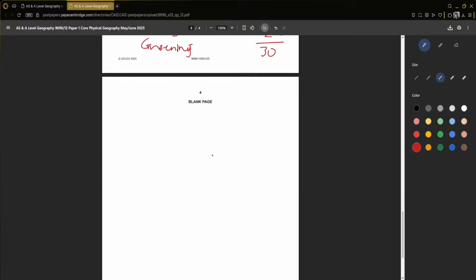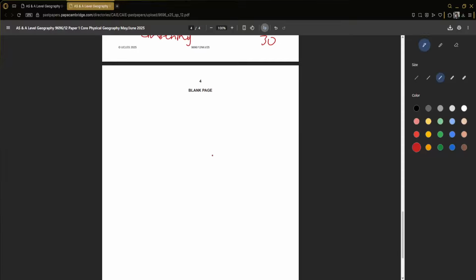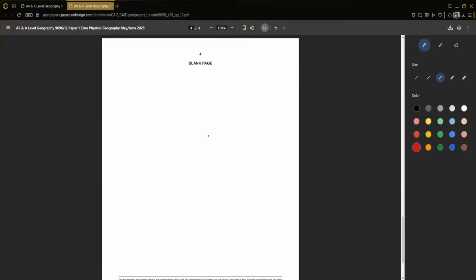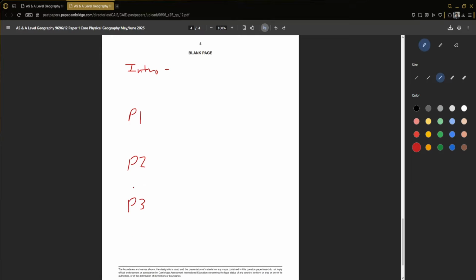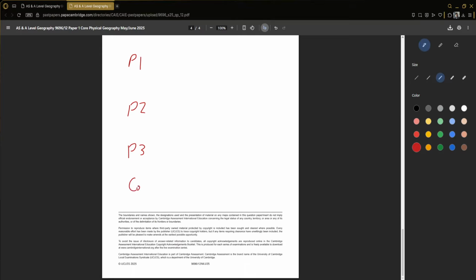I'm going to go down to this page to show you how you should plan a question like this. So you should plan something like intro, P1, P2, P3. If you write very fast or you have little to say, you can add a P4 if you want, but generally I stick with a 3-paragraph essay, and then you add a conclusion.